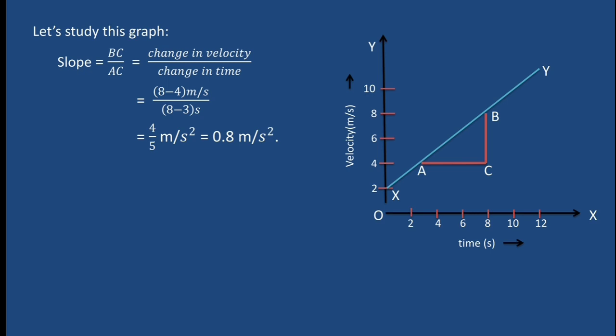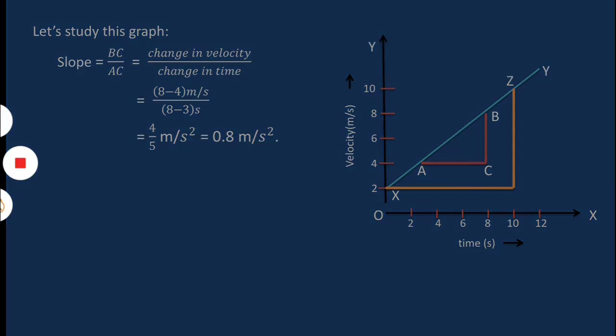Now let us choose 2 more points to find again the slope of this graph. This time we choose one point as point X and the other point as point Z. Again we follow the same process. We draw a line parallel to x-axis from the point X, and then we draw a line parallel to y-axis from the point Z.